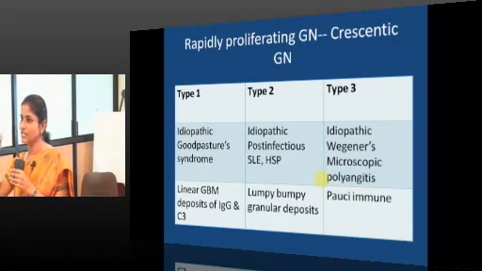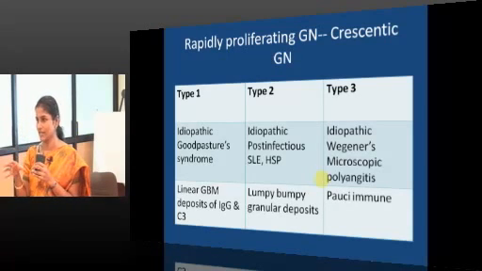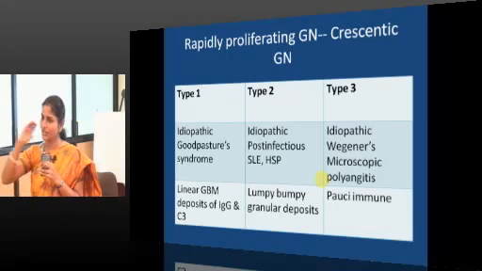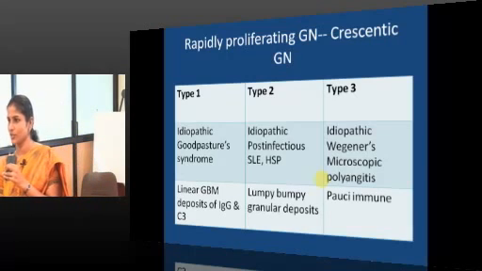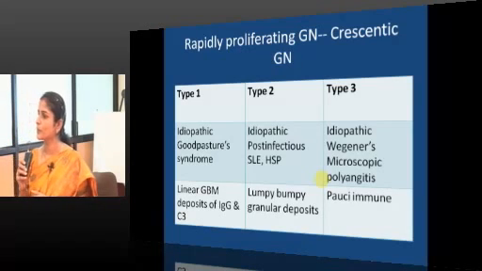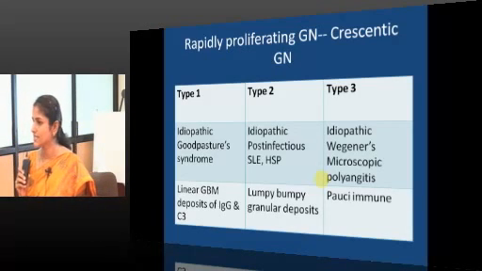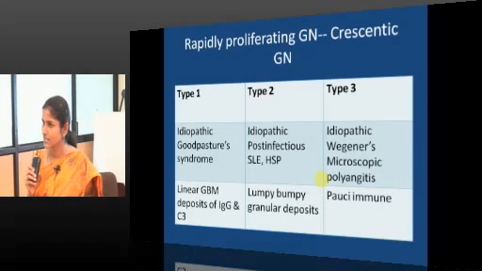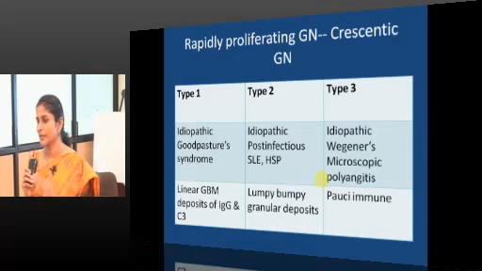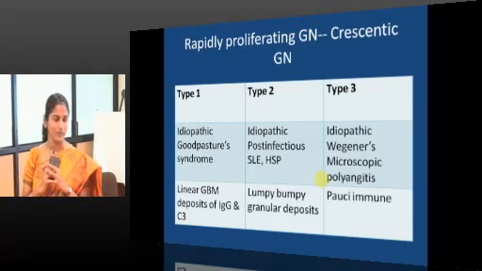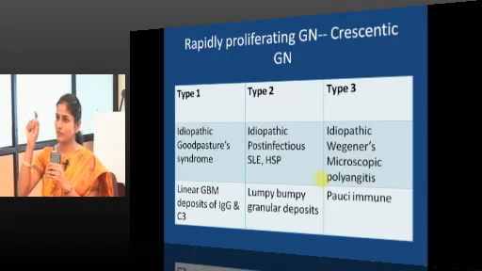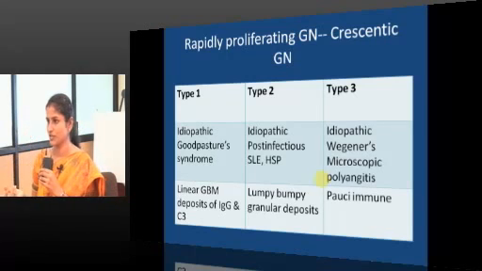It means RPGN is classified into 3 types according to the pathology that is causing the damage. First, type 1, in every type we have idiopathic, just forget about it. In type 1 it is due to Goodpasture syndrome. You all know Goodpasture syndrome, what type of disease it is? Autoimmune disease, where the antibodies are directed against GBM, the alpha 3 chain of type 4 collagen of GBM. So, that attacks the GBM, that is when GBM ruptures.